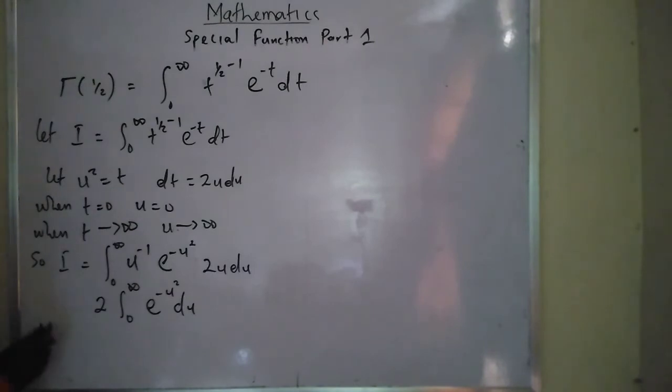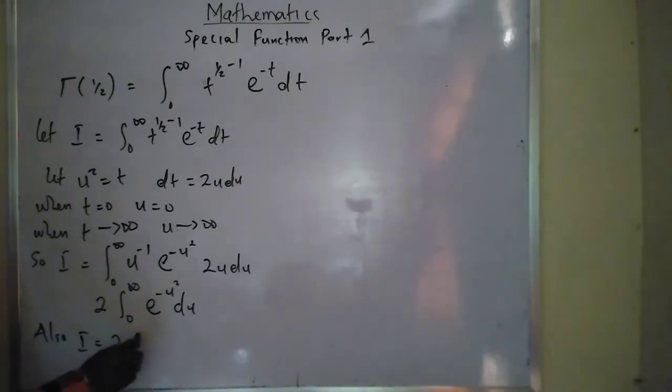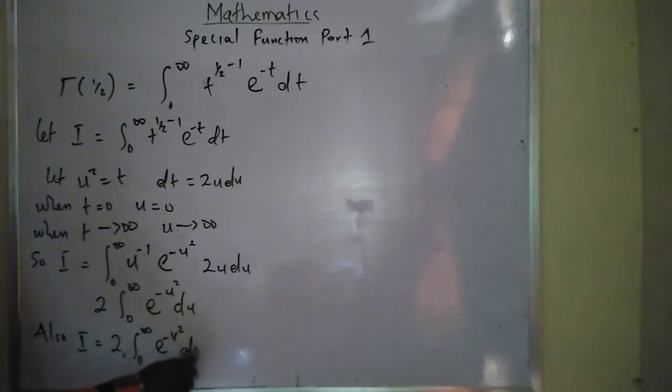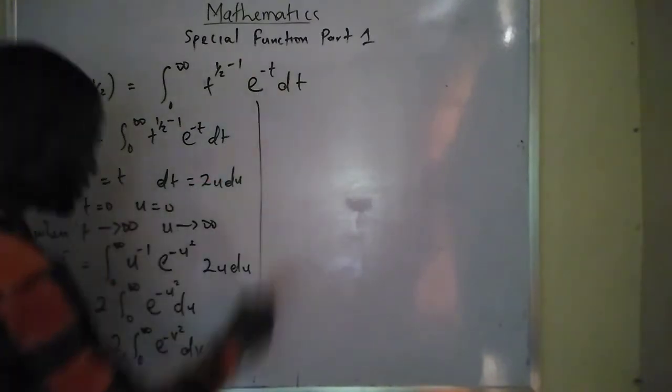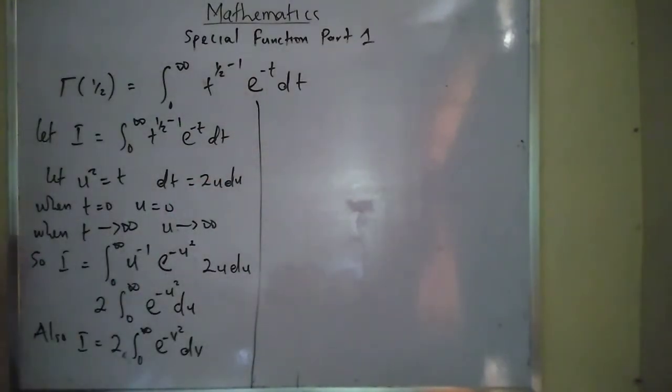Also, I can say that I is equal to 2 times the integral from 0 to infinity of e to the power minus v squared dv. Now, there are two things that are there. Once I have that, I can now have something like this.